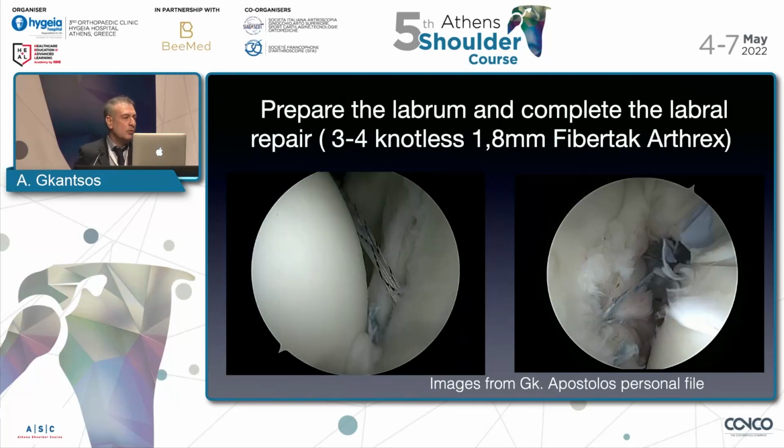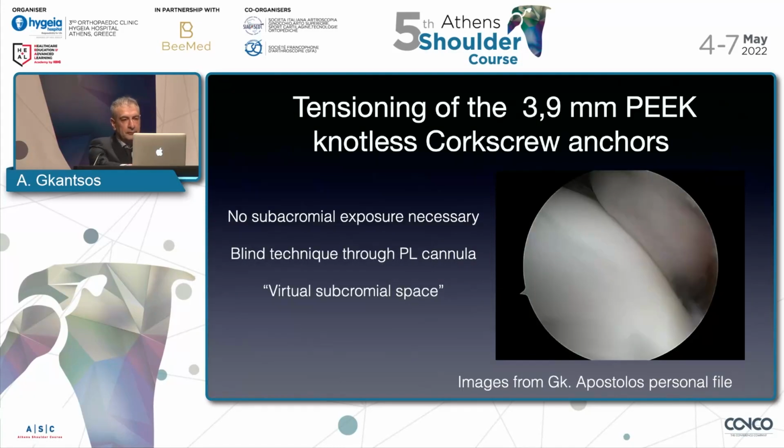Then we prepare the labrum, we get the scope to the posterior portal, and we prepare the labrum the standard way, and finish our labral repair with 3 or 4 knotless FiberTak anchors. Then we change again, we put the scope again in the superior portal, and we do the tensioning of the remplissage anchors. We find lately that no subacromial exposure is necessary. We use lately the blind technique of Steve Burkhart, with a large cannula and the sutures inside the cannula in the subacromial space.